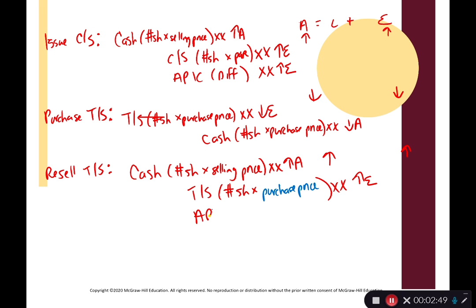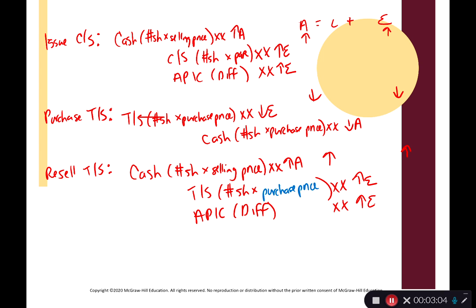And then we're going to credit or debit, it depends, additional paid-in capital for the difference to make it balance. So most of the time it'll be a credit because we usually resell our stock for more than we paid, but it is possible that we need a debit to make it balance.